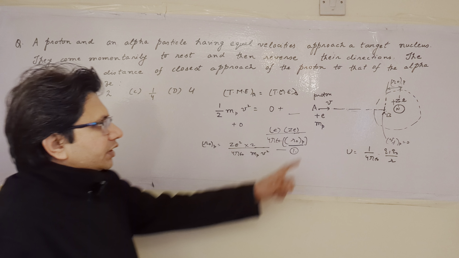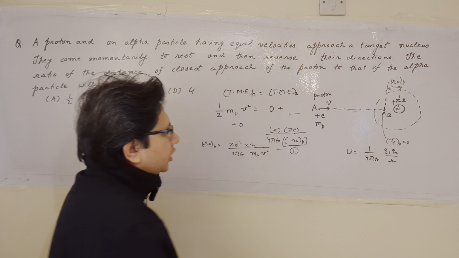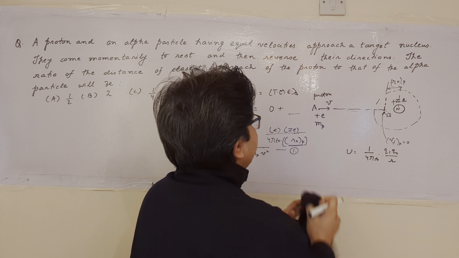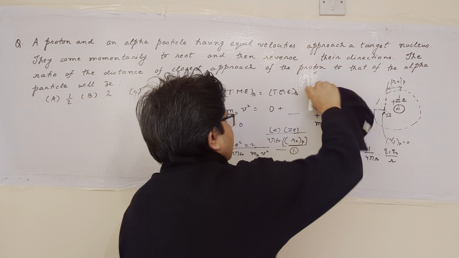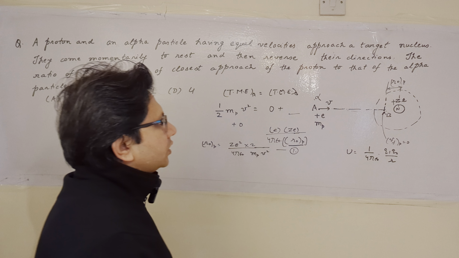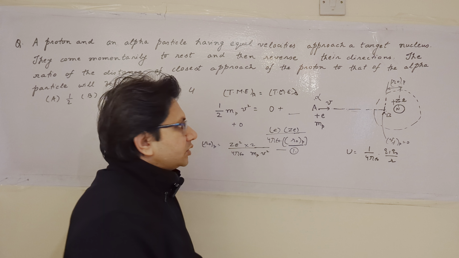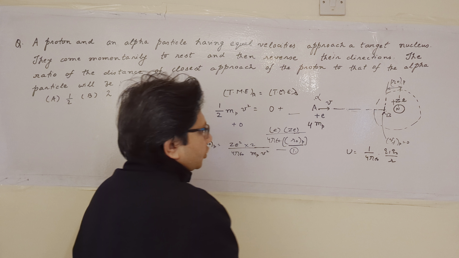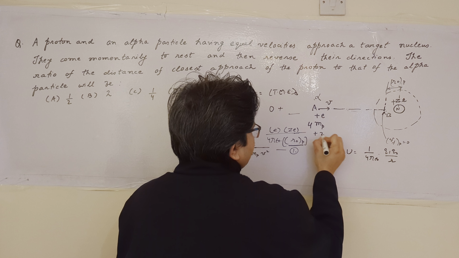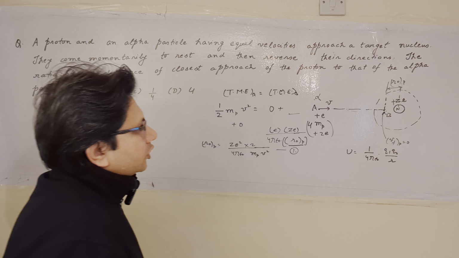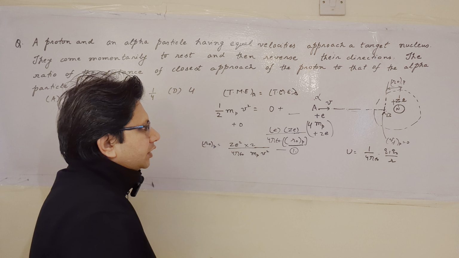Now for the case of the alpha particle, the change is in terms of mass. Now we know that the mass of the alpha particle is basically four times the mass of a proton, and its charge is 2 times the charge of a proton. So that's the basic difference for the alpha particle.